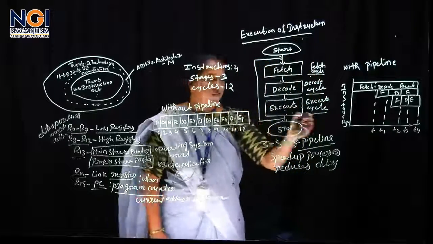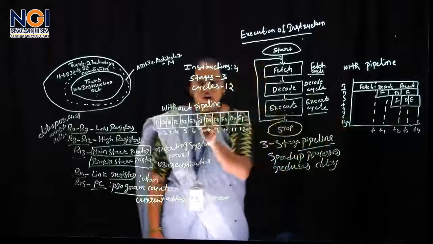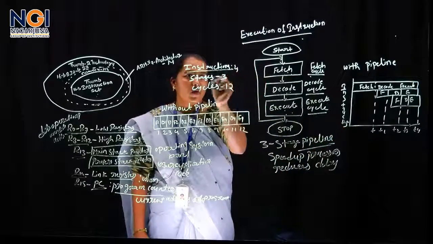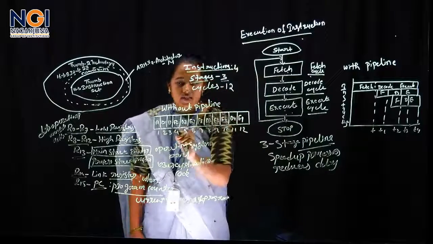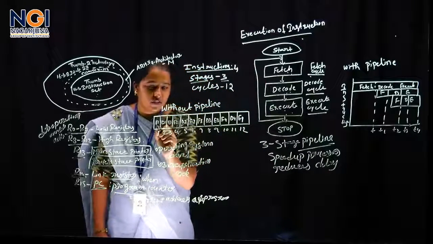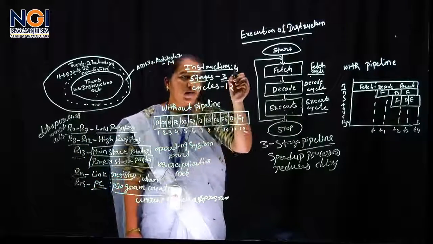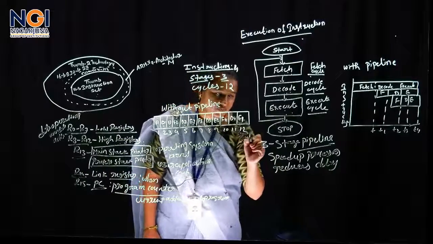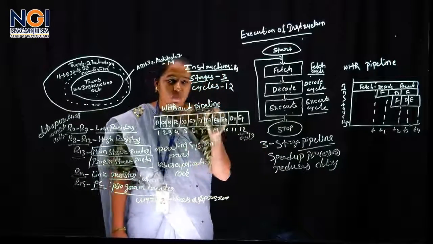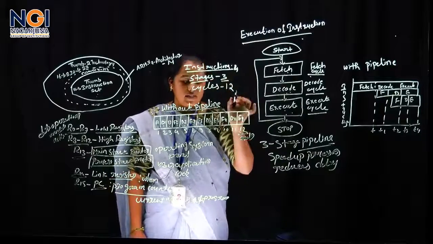What is the use of pipeline? I will explain now, without pipeline and with pipeline. Without pipeline, I am taking one example: 4 instructions, 3 stages. Fetch, decode, execute, fetch, decode, execute. For 4 instructions we require 12 cycles. This is without pipeline. We require 12 cycles for the execution of the 4 instructions.